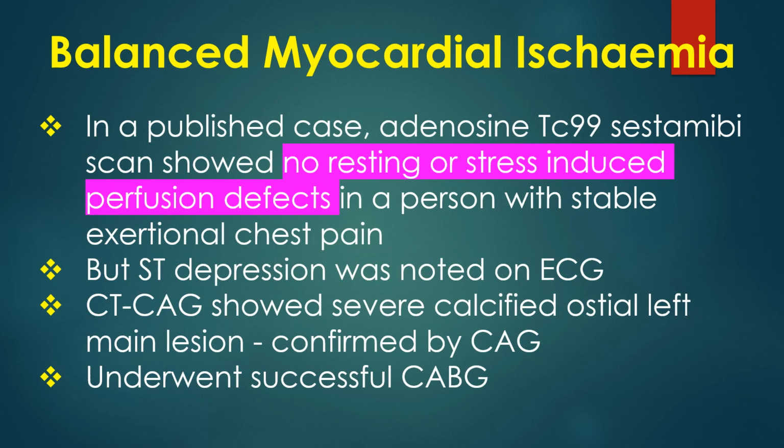Ischemic changes will be noted in treadmill ECG even when nuclear perfusion study shows false negative due to balanced myocardial ischemia. In one published report, adenosine technetium 99 sestamibi scan showed no resting or stress-induced perfusion defects in a person with stable exertional chest pain. But ST segment depression was noted on the ECG. Coronary CT angiogram showed severe calcified ostial left main lesion, which was further confirmed by invasive coronary angiography. The patient underwent successful coronary artery bypass surgery.